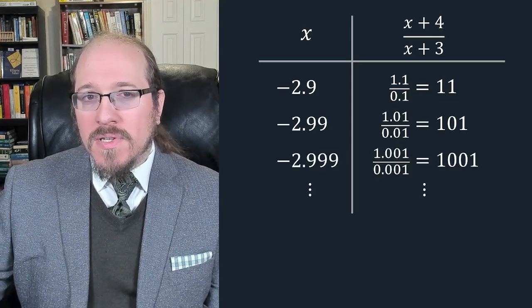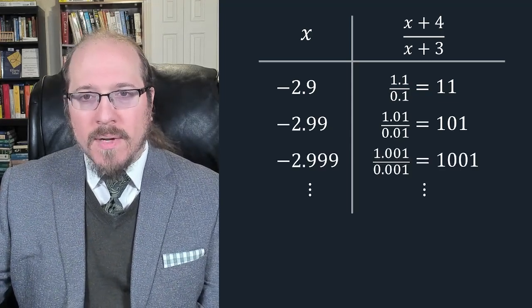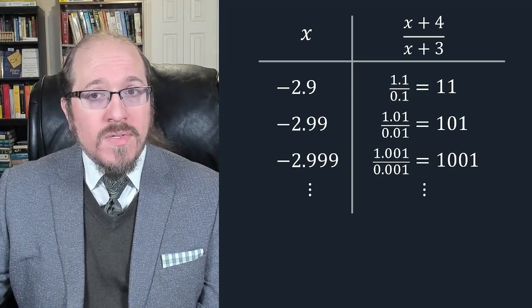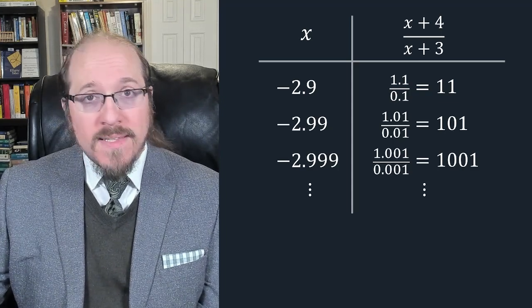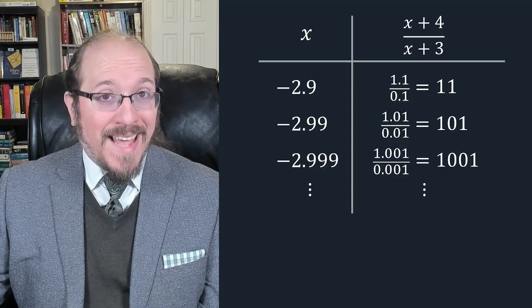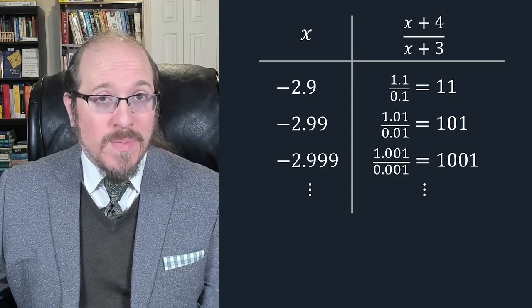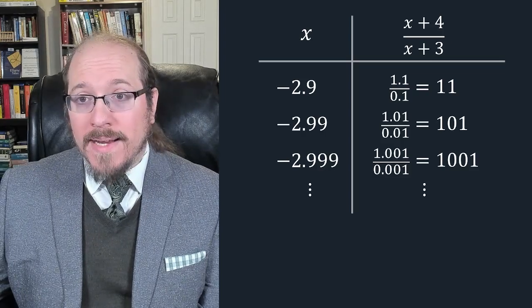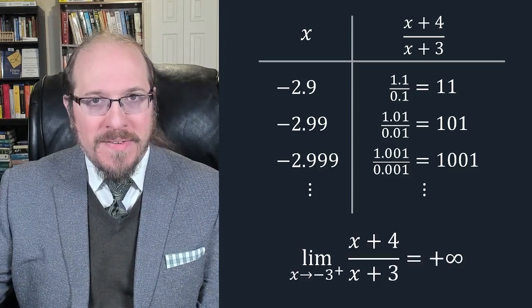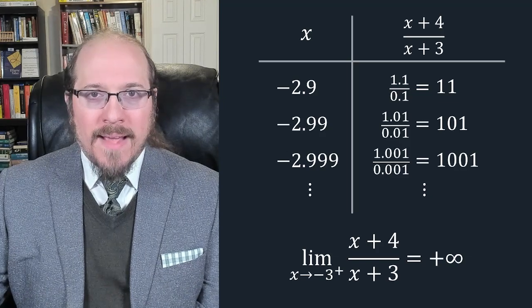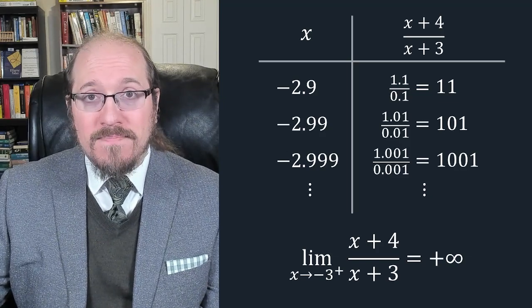As we plug in numbers closer and closer to -3, the numerator will always be close to 1, but the denominator gets smaller and smaller, which means the answers get bigger and bigger. In other words, as x approaches -3 from the right, the function blows up to infinity. So our right-hand limit is positive infinity.